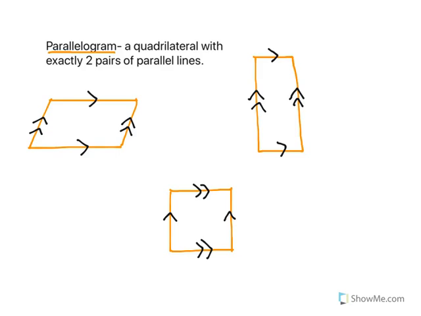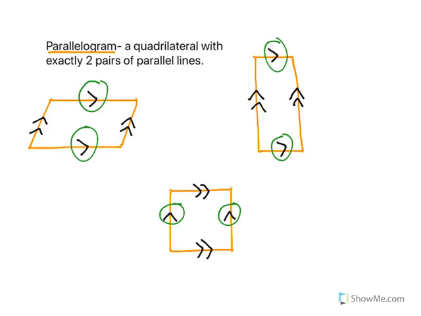We have some specific types of quadrilaterals. The first one I want to talk about is a parallelogram. A parallelogram is a quadrilateral with exactly two pairs of parallel lines. For each one of these drawings, you have pairs of parallel lines. These are indicated by these arrows. Arrows that are exactly the same indicate that the line marked with the same symbol would be parallel to it.